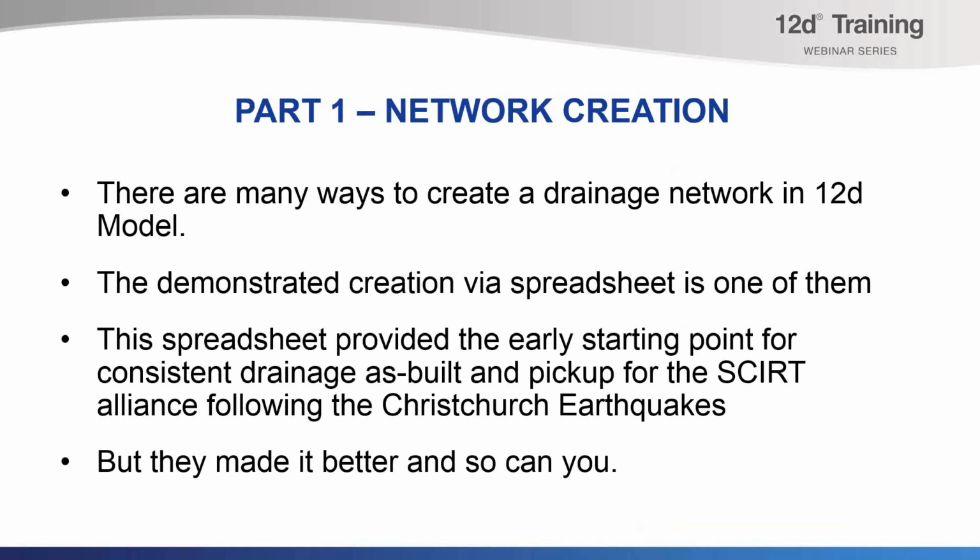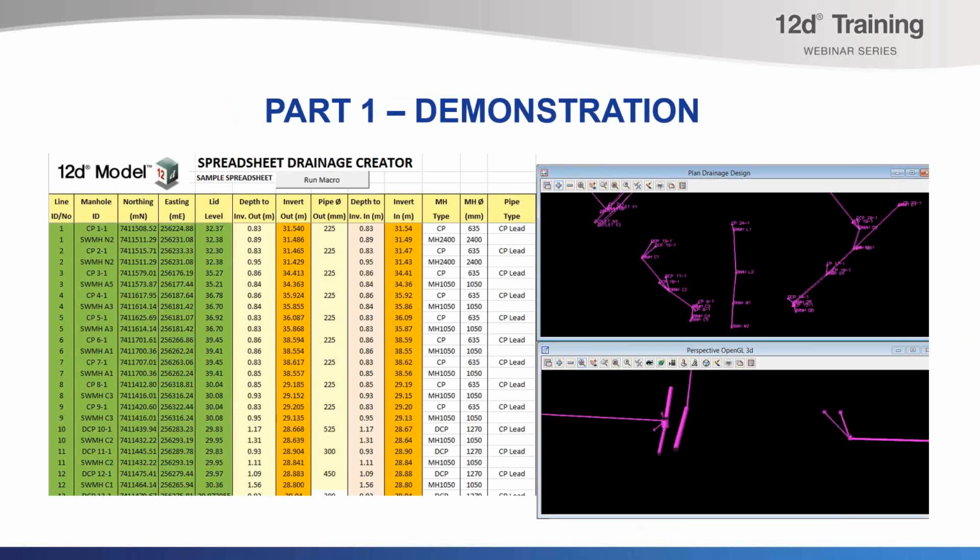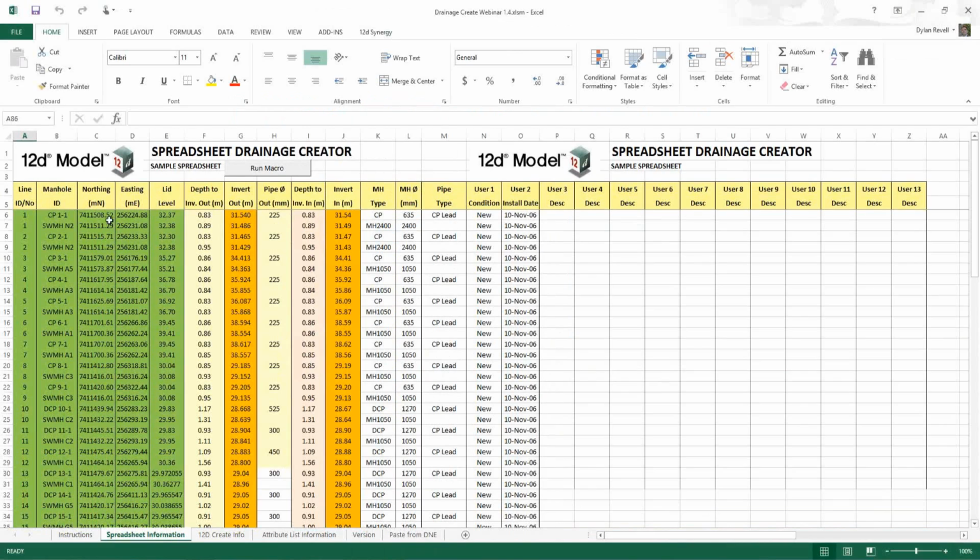So on to the live part of the training and the demonstration, which is creation from a drainage spreadsheet. This example drainage spreadsheet has a workbook which has your pretty interface for inputting data for creation of the drainage network. These include the line number, the manhole ID, and the northing, easting, and lid level. Now, if you want to create a drainage network, all you require is the green part of the spreadsheet.